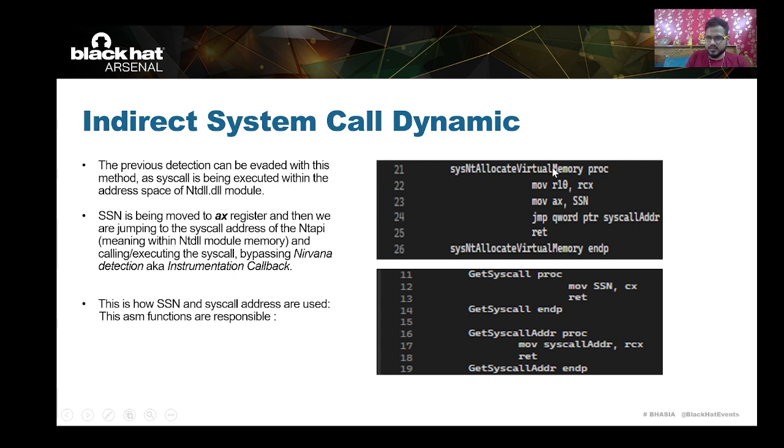So this is the system call stub. Here you can see SSNs are retrieved, then it would jump to the syscall address, meaning the syscall address present within the NTDLL memory.